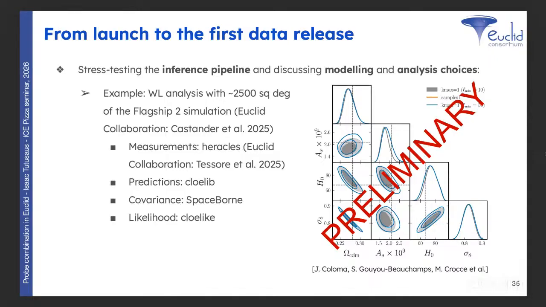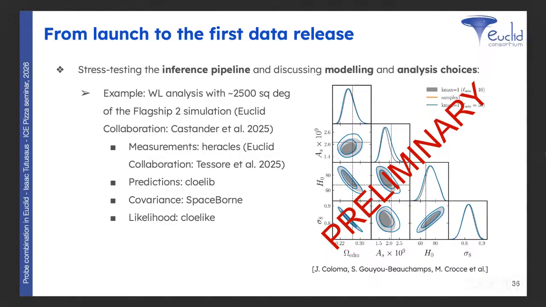And this is just an example of the end-to-end inference pipeline. Just to show you that we are basically working on stress testing this and discussing all the modeling and analysis choices. I'm not that interested now in the size of the contours or anything like that. This is just to show that the pipeline is in place and that it can run.